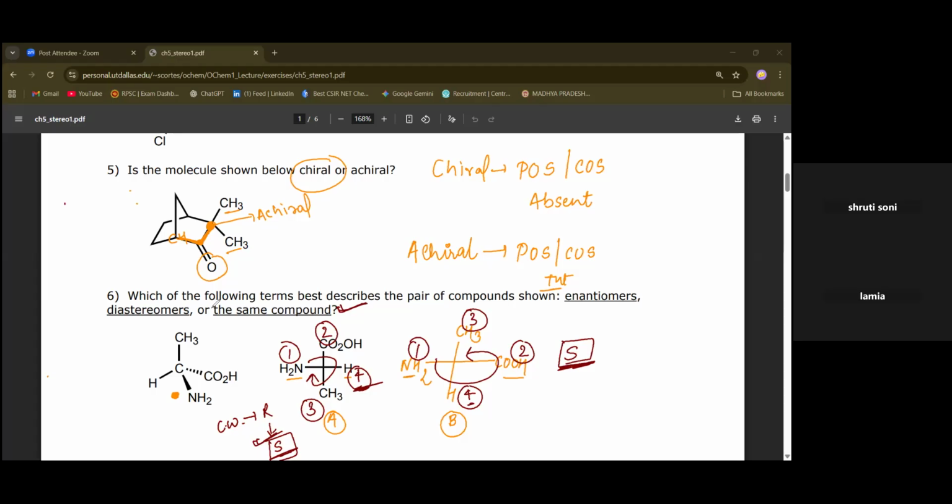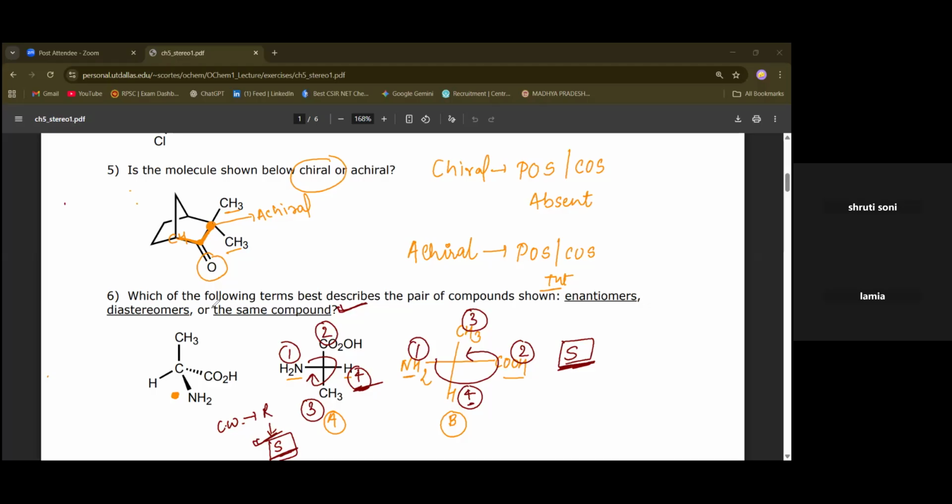No, if there is only one chiral carbon, the molecule will be chiral. But if there is a plane of symmetry present, in that case the whole molecule is not chiral. So firstly we will check the plane of symmetry. If there is any plane of symmetry present, in that case it is achiral. If absent, then it will be chiral.